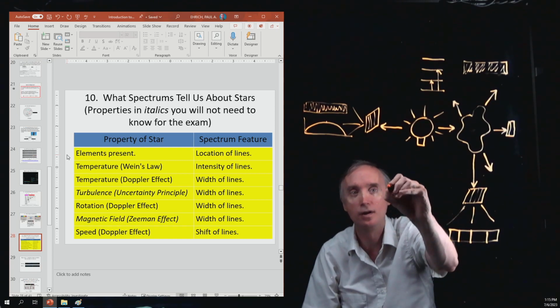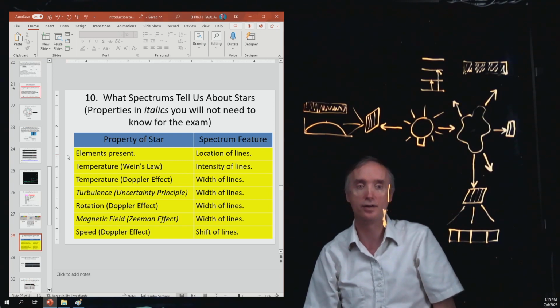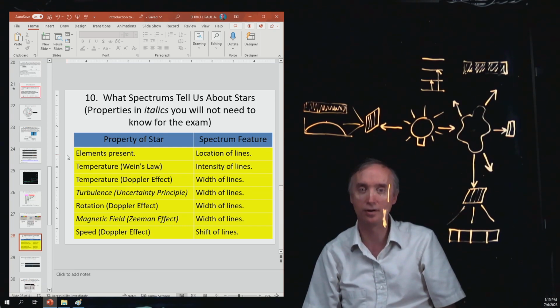Okay, we can look at the width of the lines. So some lines are like this, and some lines are like this. So some lines are thicker than others. So based on the width of the lines, we can determine, again, the temperature of the star by using the Doppler effect.